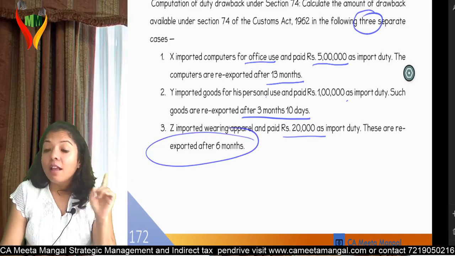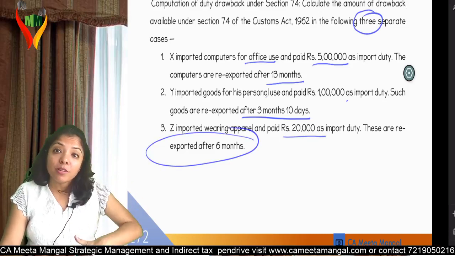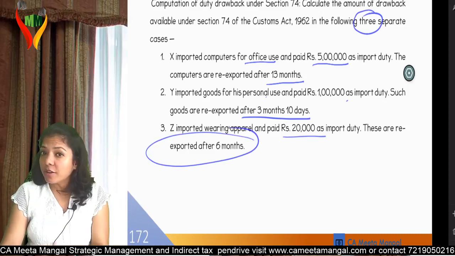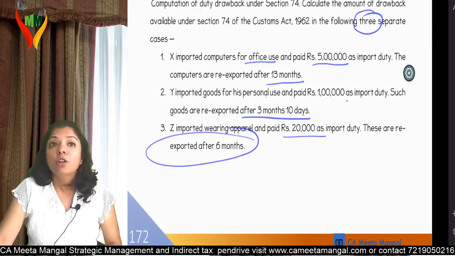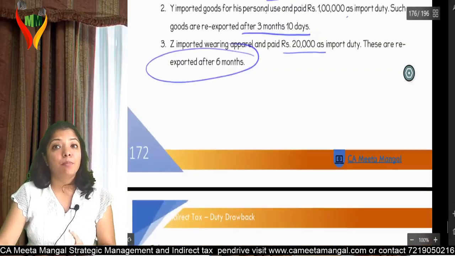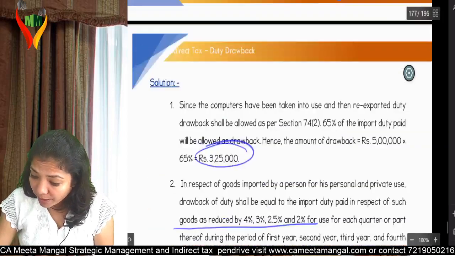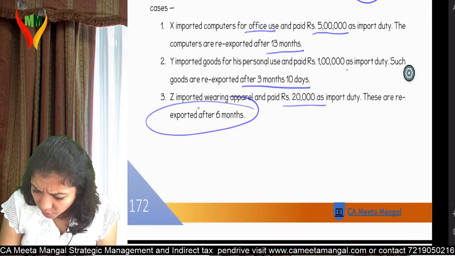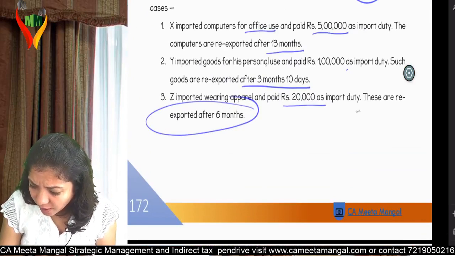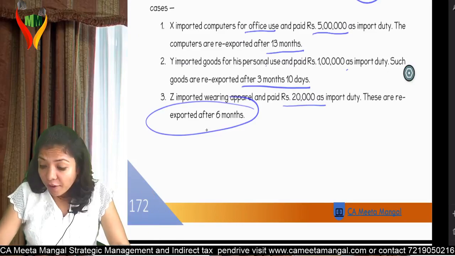Wearing apparel, you are not allowed duty drawback only when you use it and then export it. In this question, they have not specified whether I've used it or not. That means I've not used it. So I'm eligible for 98%. How much percent? 98%. I hope you're with me. But what is it in the question? Z imported wearing apparel and paid as import duty. They are re-exported after 6 months.